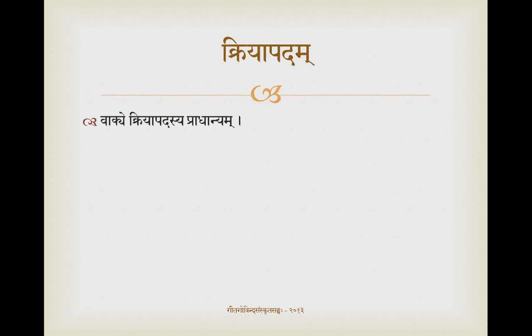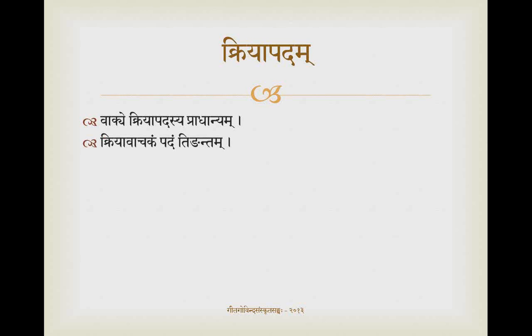Kriyapadasya Pradhanyam. Again, this is another point of debate between the different Shastras: Mimamsa, Nyaya and Vyakarana. According to Vyakaranas, the Kriyapada, the tinganta, is the Pradhana, in what we call the Shabda Bodha, that is how meaning is conveyed. The Vyapara or the action is the main thing, and everything else is associated with action. Tarkikas say it is Kartra Pradhana. Mimamsakas say Bhavana Pradhana and so on. But in Vyakarana Mate, Kriyapada is Pradhana.